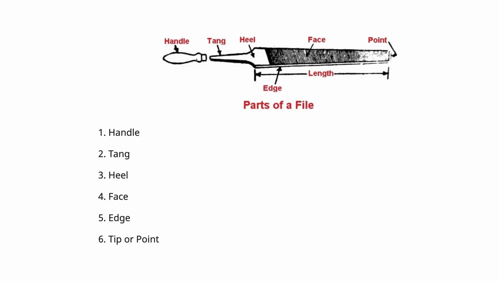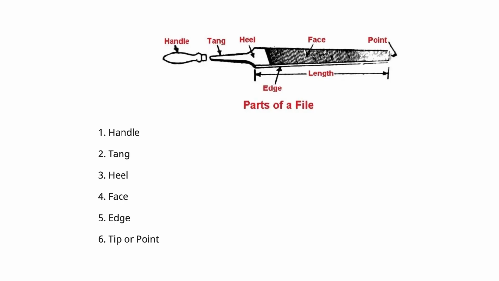As you see here, there are different parts of the file: the point, face, heel, tang, handle, the full length, and the edge of the file. A wooden handle is fitted on its tang. The teeth are cut on its face and edge so that it can perform the job of cutting. The part having no teeth is called the heel. The thick side of the file is called the edge, and its lower end is known as the tip or point.